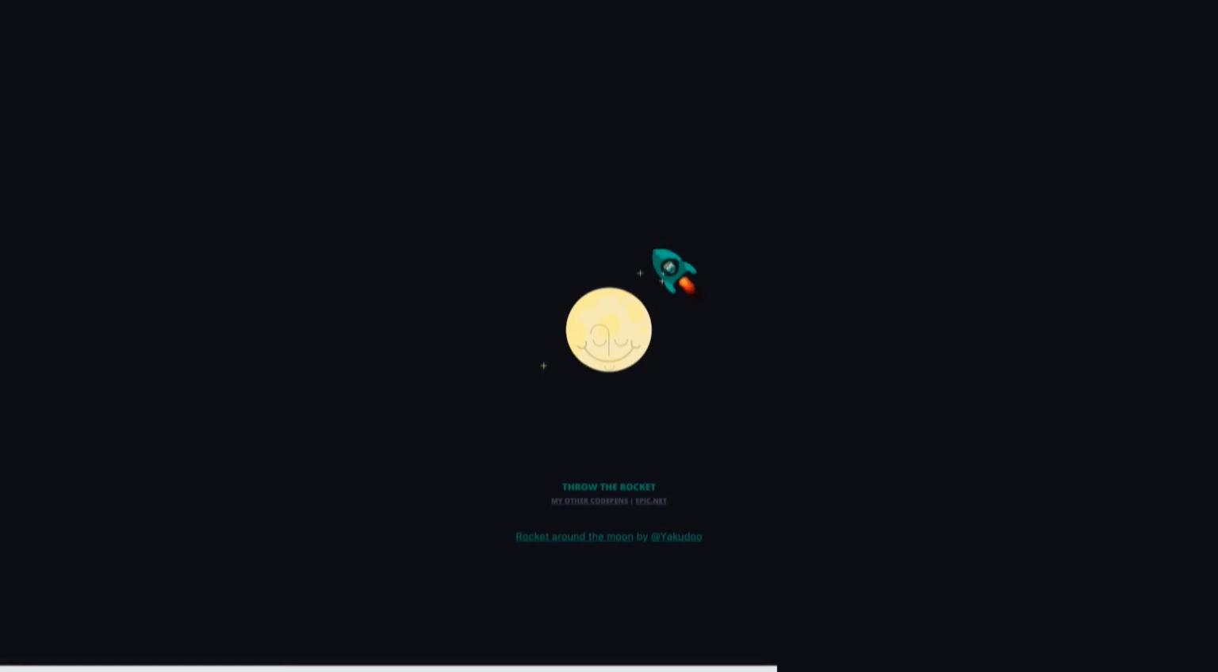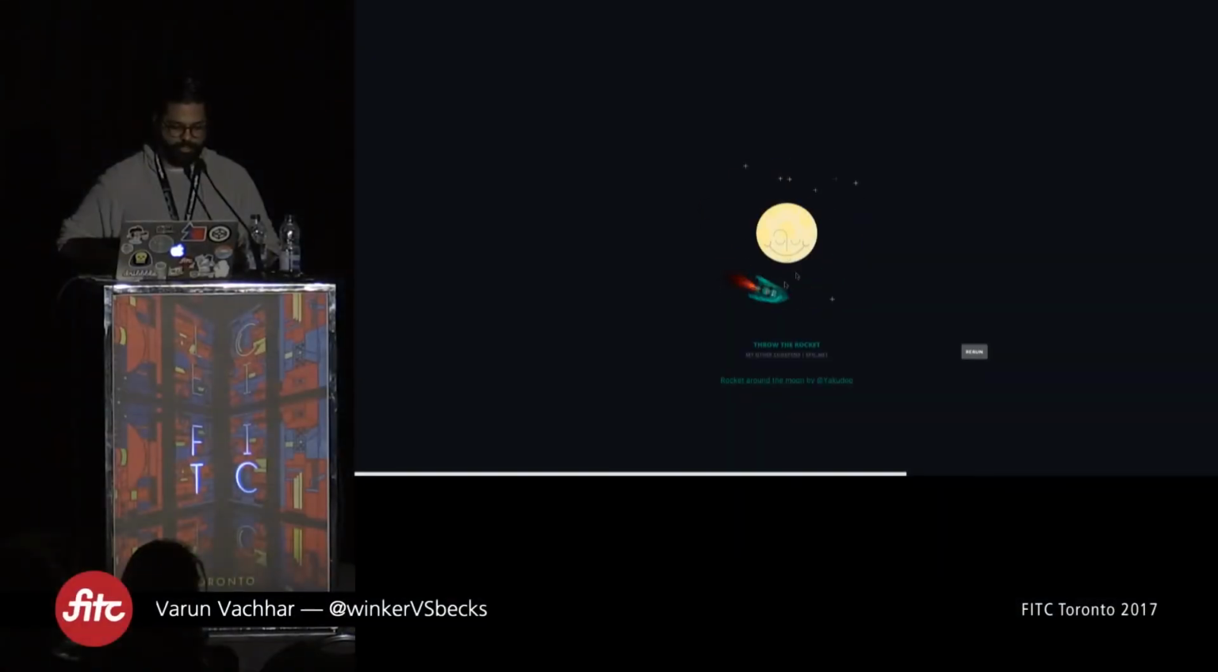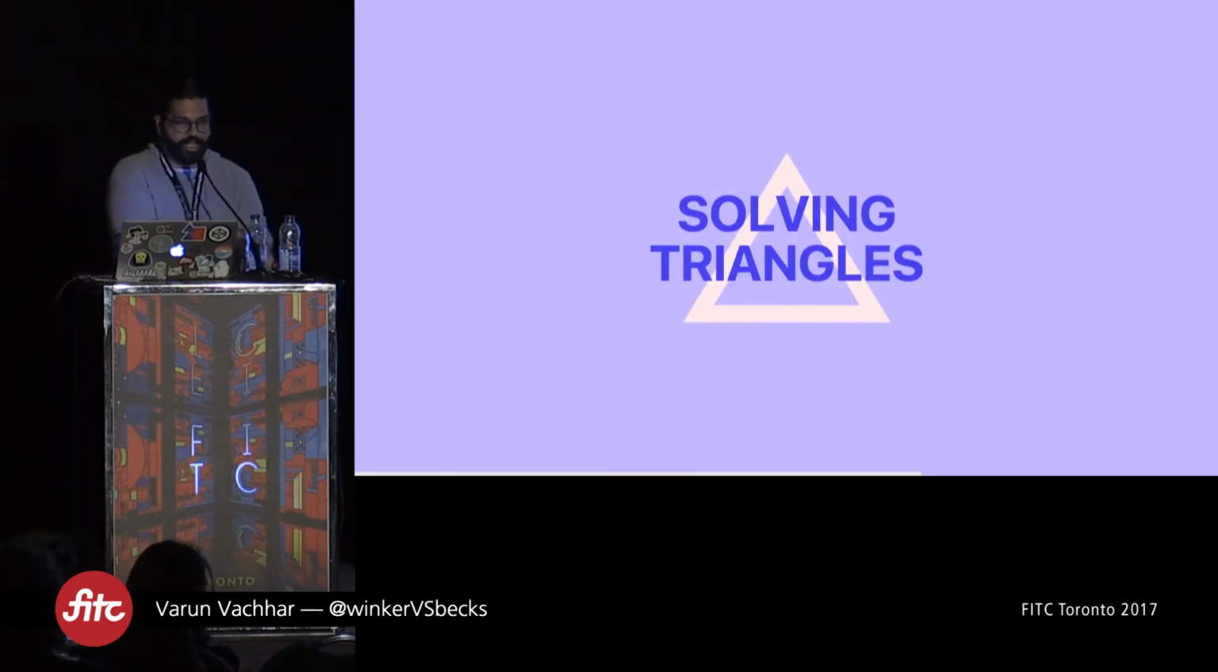Well, let's go back to that rocket example once more. In this example, you'll notice that the rocket is moving on its own, but it's also reactive. I can actually drag the rocket with my mouse cursor, rotate it manually, or even just toss it, and there's a little bit of momentum to it. So how do you do that? How does it know that when your mouse cursor is moving around the page, where that rocket needs to be? What angle is it going to be at in that rotation? In order to do that, we need to talk about yet another mathematical concept, and this one's known as solving triangles.